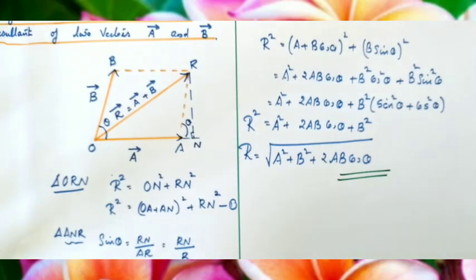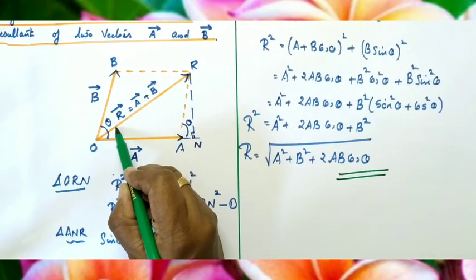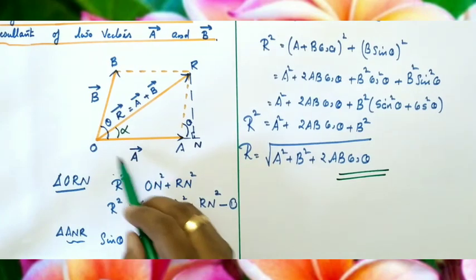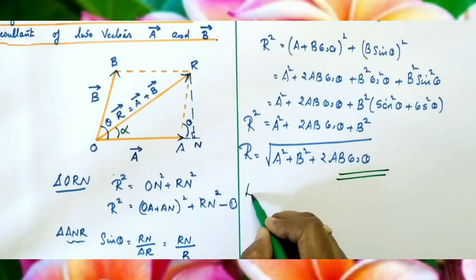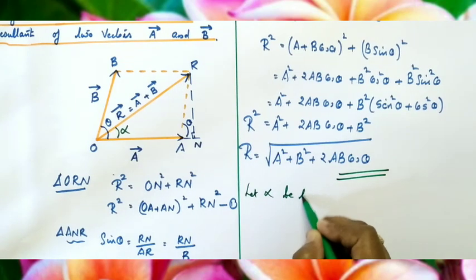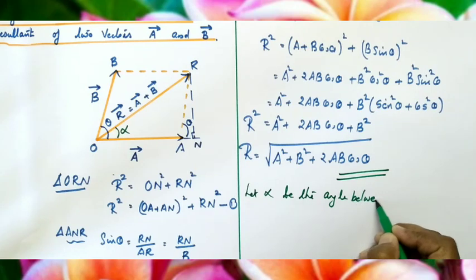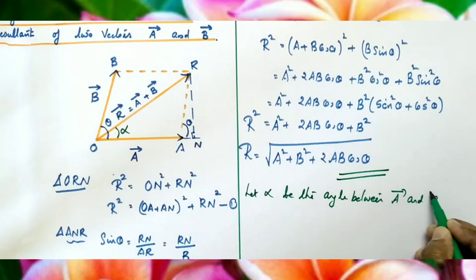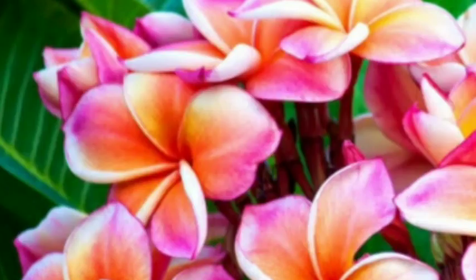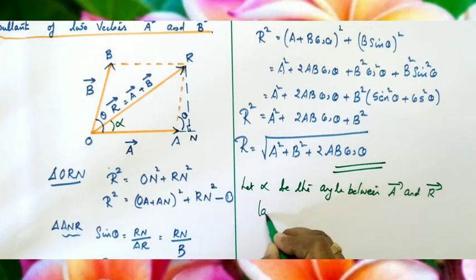Okay children. Now how will you find out the direction of the resultant? In order to find the direction, let this angle be alpha. Alpha is the angle between vector A and the resultant. So in order to find out the direction of the resultant, we can take tan alpha. That is the easy method.